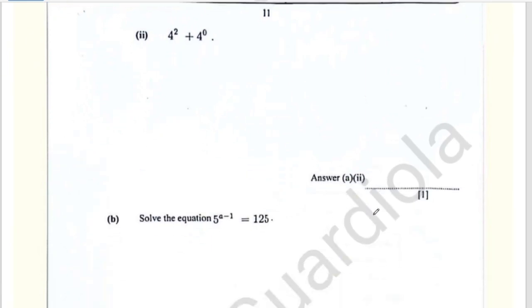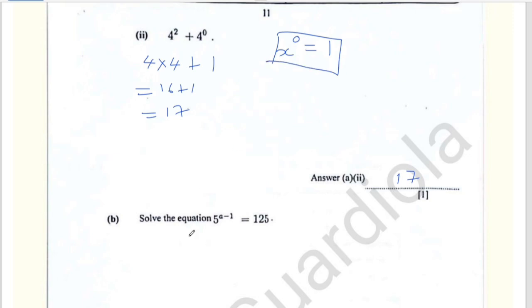The second part says 4 squared plus 4 to the power 0. Okay, so this one is very simple. 4 squared is 4 times 4. 4 to the power 0 is equal to 1. So this is equal to 16 plus 1, giving us a total of 17. Here, an important thing to note is that any number x to the power 0 gives you 1. This is where we got the 1 from when we said 4 to the power 0.